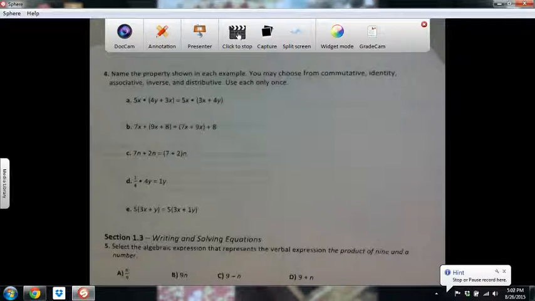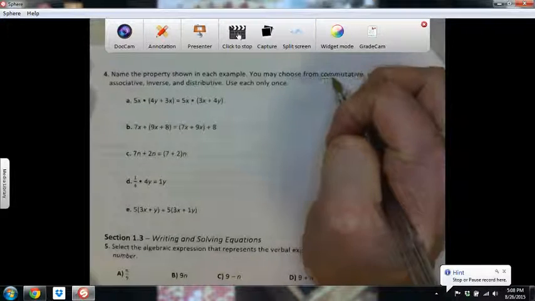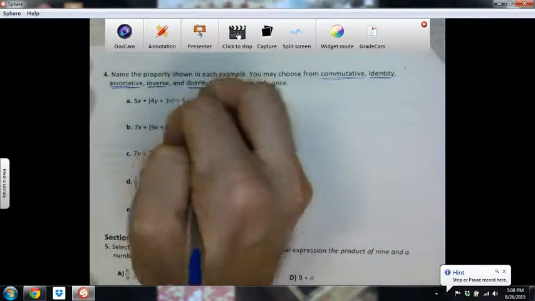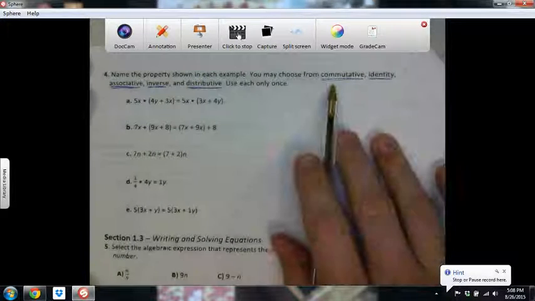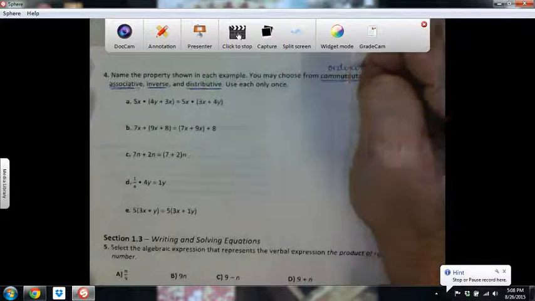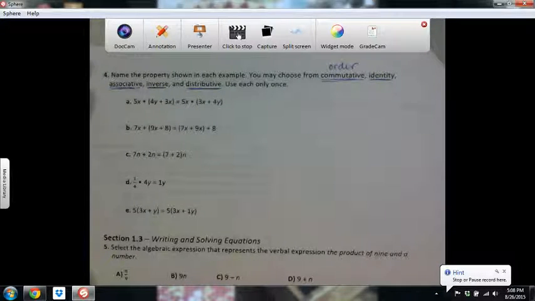Question number 4 deals specifically with the properties of real numbers. And so we've got 5 properties that we're responsible for: commutative, identity, associative, inverse, and distributive. So for commutative, I think of a community. This has to do with the order of terms or the order of things that you're adding or multiplying.